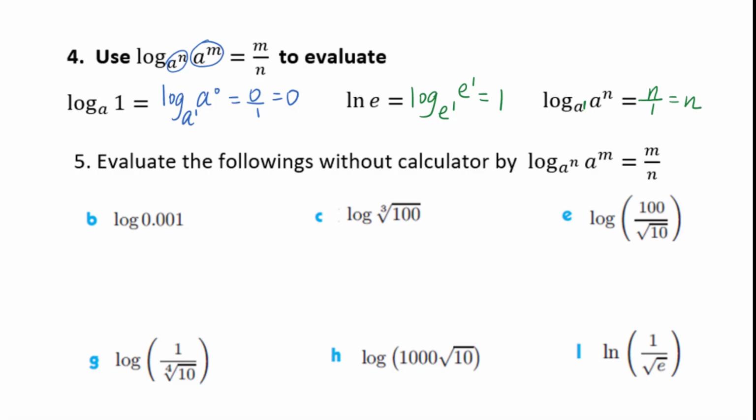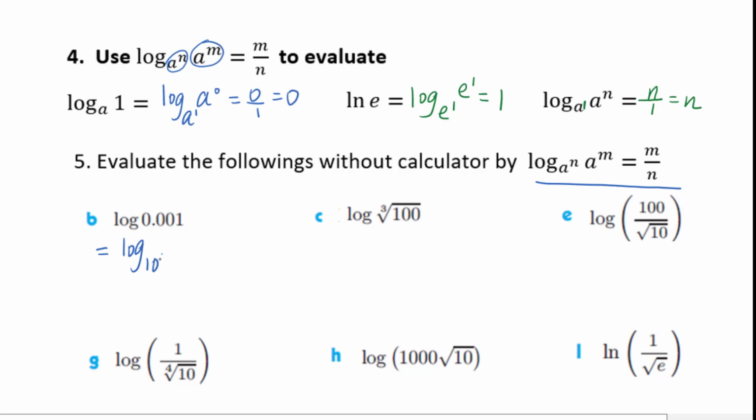Look at number 5. Evaluate the following without calculator by this formula. For b, natural log of 0.001, we can write down log base 10 of 10 to the negative third power. 10 we can write down 10 to the first power. Negative 3 over 1 will be negative 3.